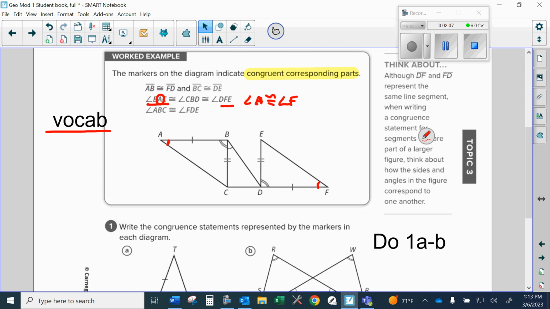There's A, there's F. Now notice they have another angle here, B. If I look right here at B, it also has only one arc. So that means all 3 of those are congruent. If I have one arc, wherever else I have one arc, they're congruent. Those are called corresponding parts, or congruent corresponding parts.